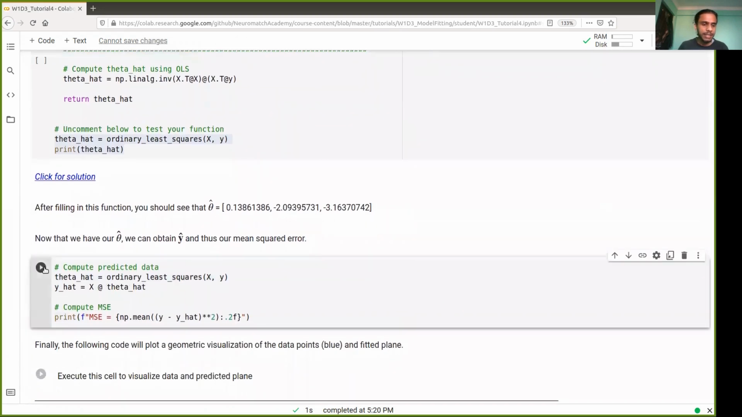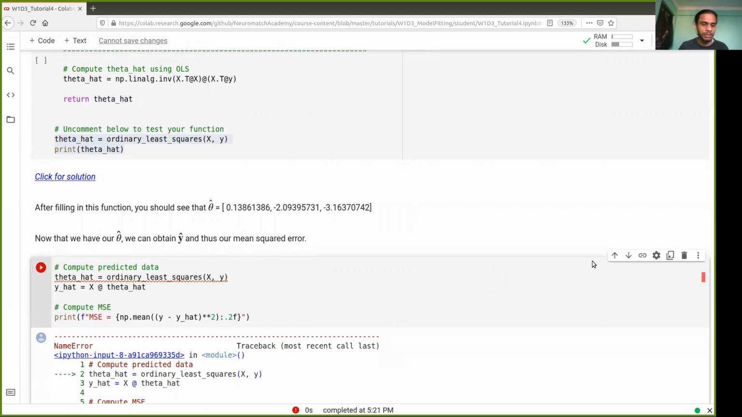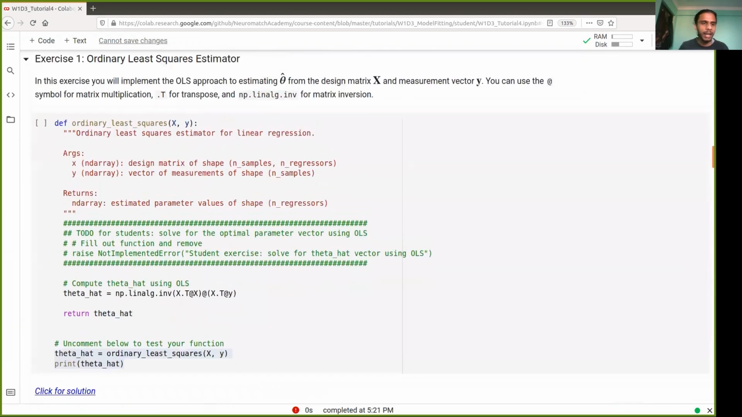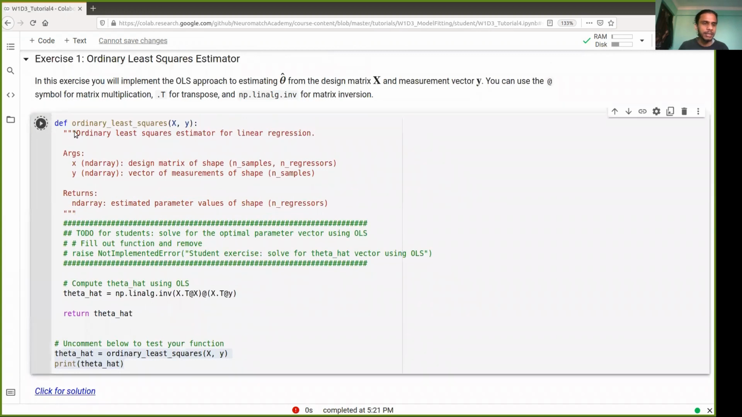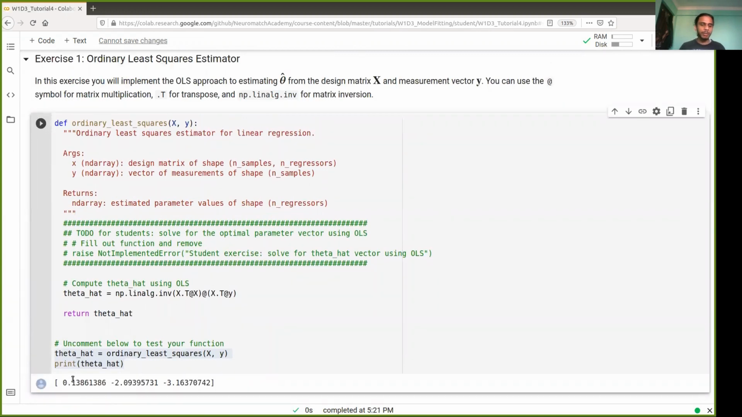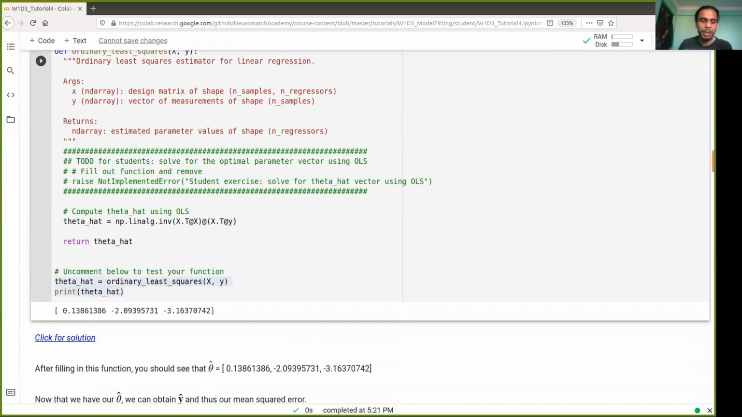Now let's run this cell. Oh, sorry. Actually, I haven't run this cell, so there was some error. So we get the values of theta naught, theta 1, and theta 2. So we have three parameters here, right? Because we have two independent variables. So we'll have y equals theta naught plus theta 1 x1 plus theta 2 x2. So that's our theta matrix.